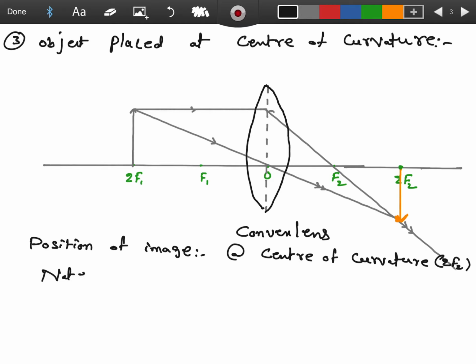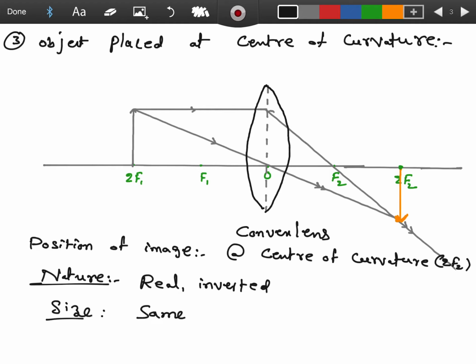Nature: real, inverted. Coming to the size of the image, same size as the object. That's it. Position of the image at center of curvature only. Object at 2F1, image at 2F2. And real and inverted we can catch on the screen. That's why it is real and inverted. Same size as the object.